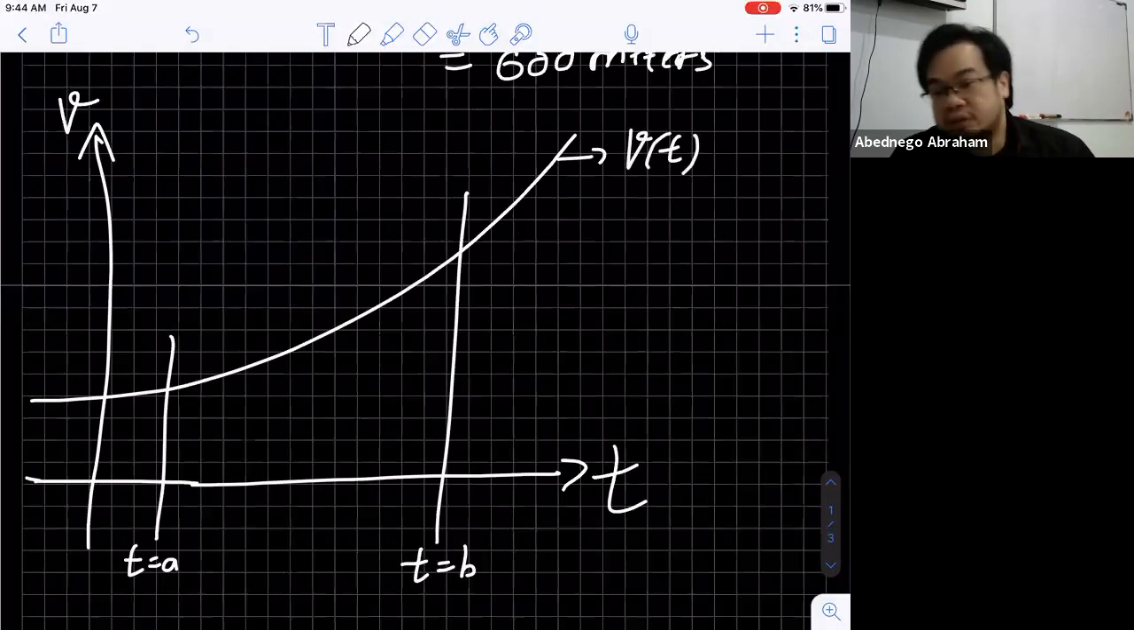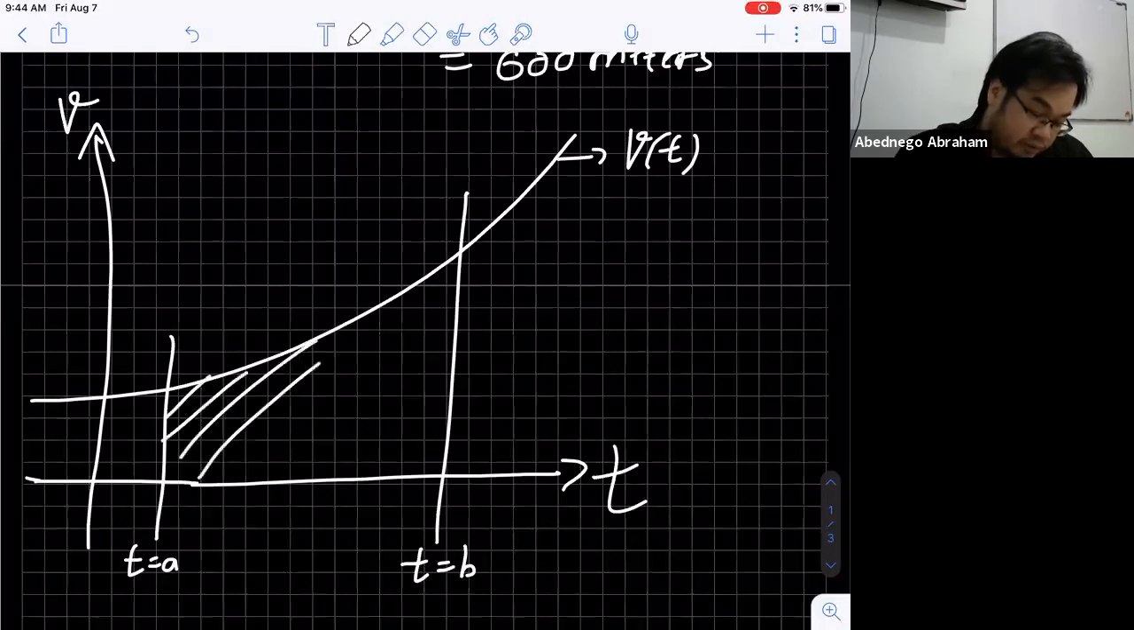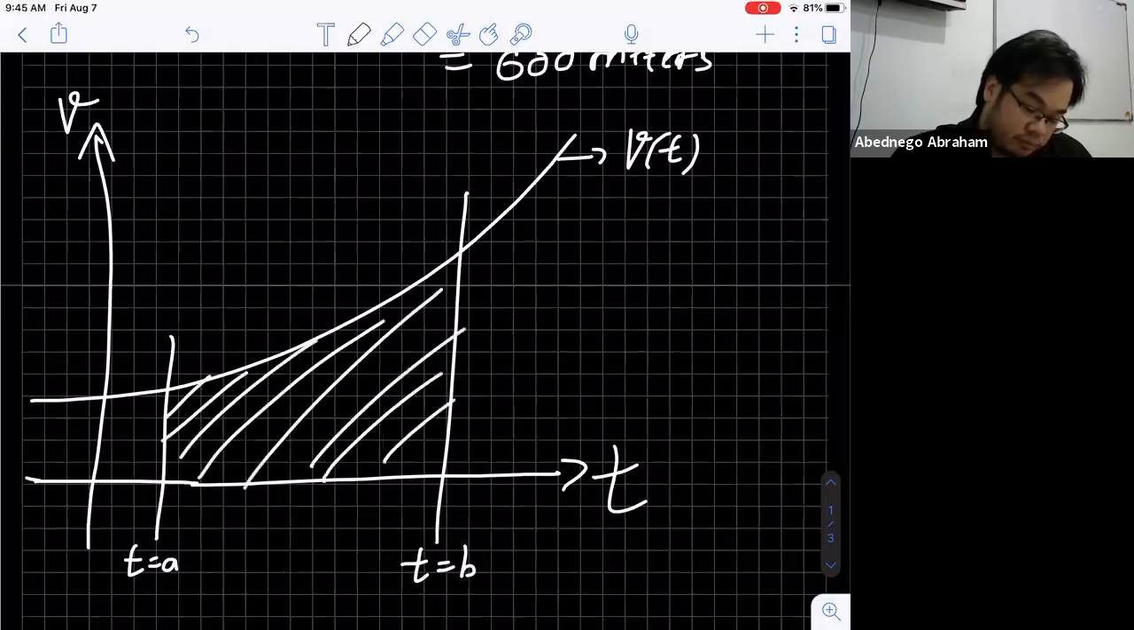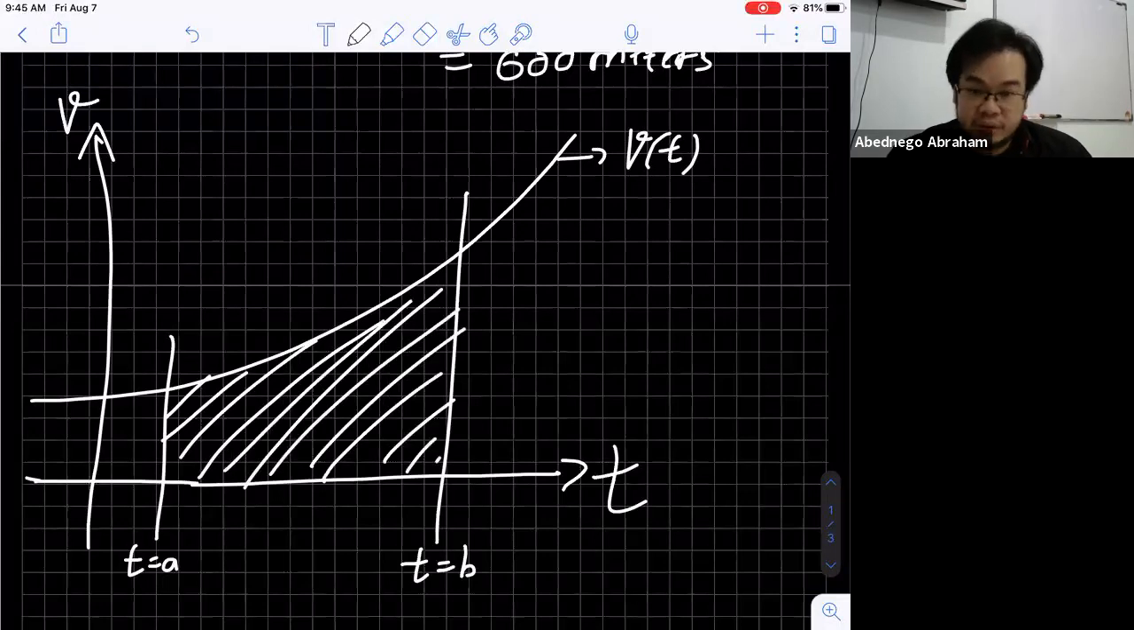So the principle is still the same. The way to find the distance that has been travelled is to find the area below the graph of the velocity. But now we have a problem that the velocity is not at a constant rate. It's an exponential function. So that's where the definite integral comes in.